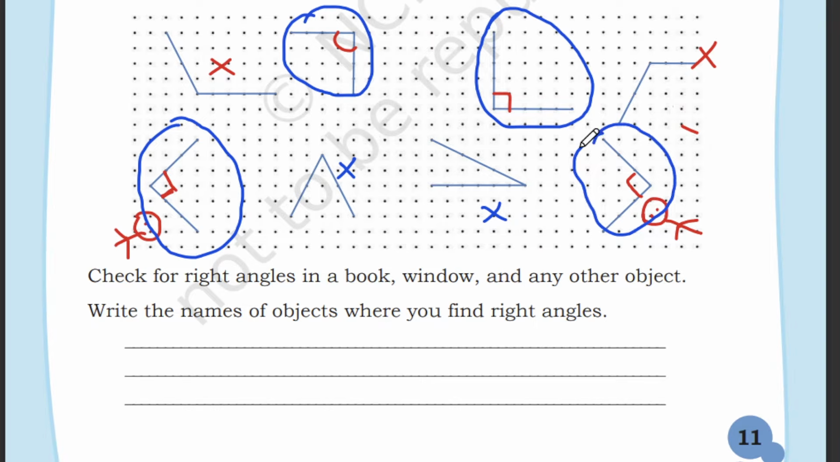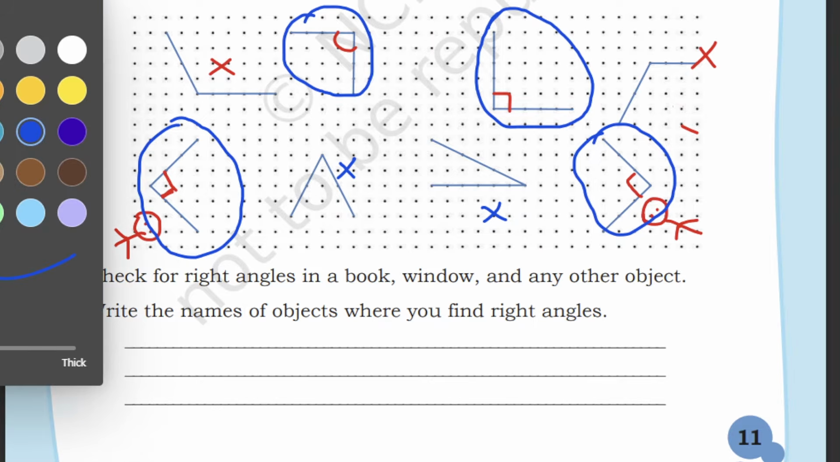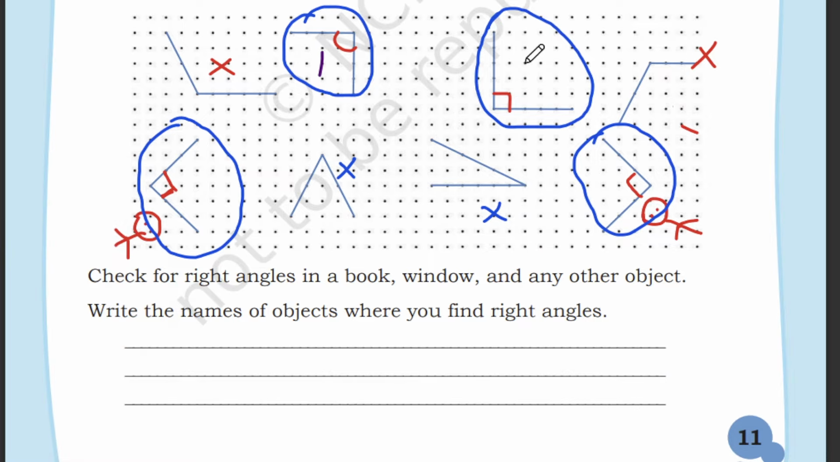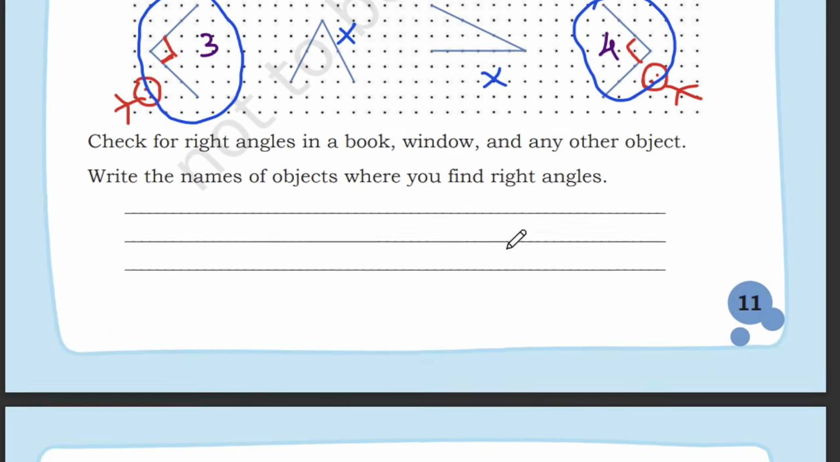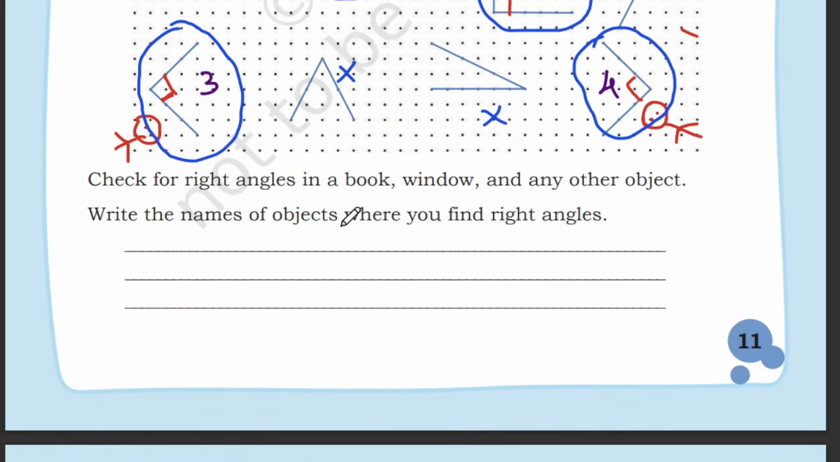We will circle this. So how many right angles we got in total? So we have 1, 2, 3, 4. Okay, 4 right angles. This one is also an important question, students. So next one, check for right angles in a book, window and any other object. Write the name of the object. Where do you find right angles?